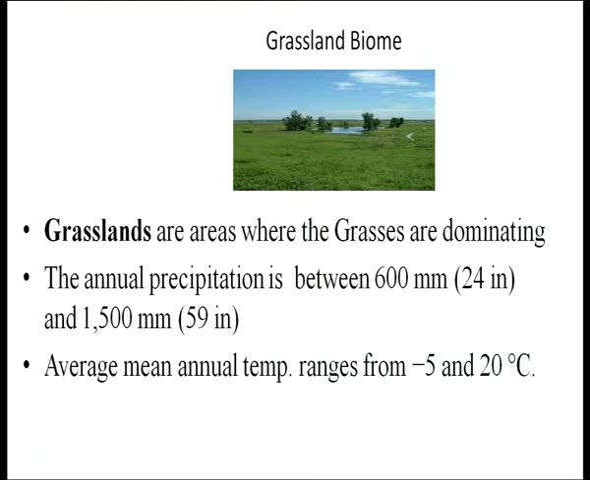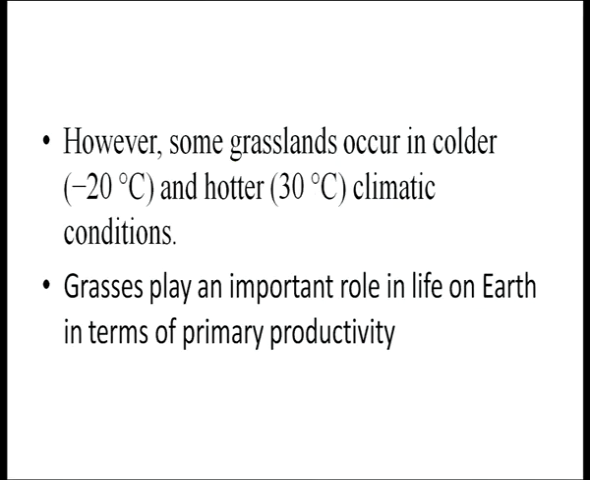Now let's learn about the other biome, which is very significant and important to sustain life on the biosphere, and that is the grasslands. The grasslands are the areas where grasses are dominant. The annual precipitation is between 600 millimeters to 1500 millimeters. The average mean annual temperature ranges between minus 5 to 20 degrees Celsius. However, some grasslands occur in areas at a temperature of minus 20 degrees and as hot as 30 degrees also.